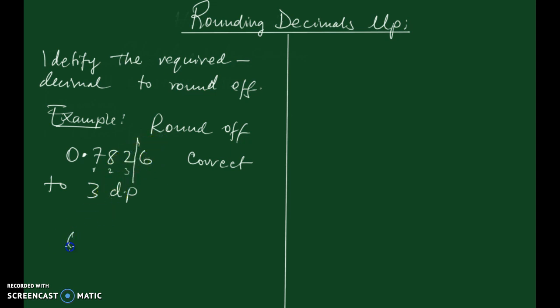Now for example here, if you consider 0.7826, we are rounding, correct it to 3 decimal places. If you look, the next digit here is above 5. So this will be rounding up. We round up the given decimal. Now in that case, when we round up, we add 1. You add 1 to the required decimal number we are rounding off. So you add 1 there.